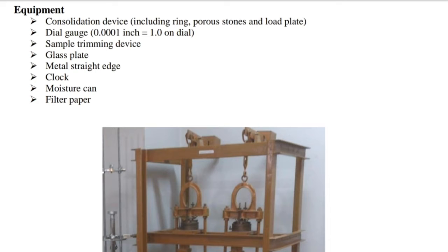Equipment. Consolidation device including ring, porous stone and load plate. Dial gauge, where 0.0001 inch is equal to 1 on the dial. Sample trimming device, glass plate, metal straight edge, clock, moisture can, filter paper.